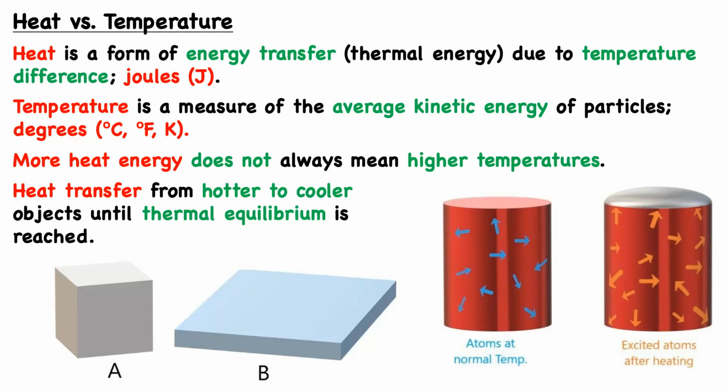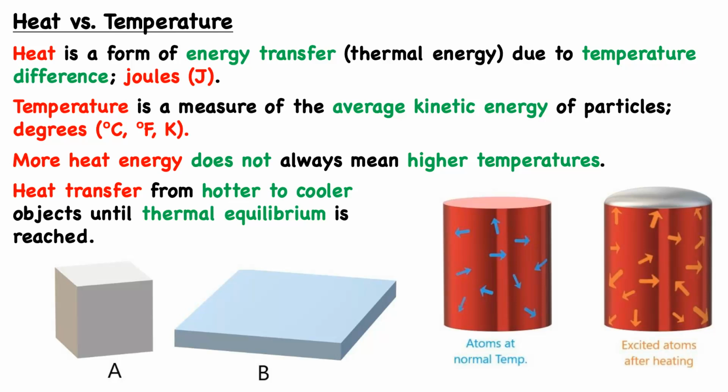Then another very important thing to understand is how heat transfers, because it transfers in a very particular way. It transfers from hotter to cooler objects, and it does so until thermal equilibrium is reached. Remember, the heat is a form of energy transfer, so it has to occur based on a temperature difference. And if there's no temperature difference, well then there's no heat transfer. So equilibrium is where there's no temperature difference, so no heat transfer occurs.